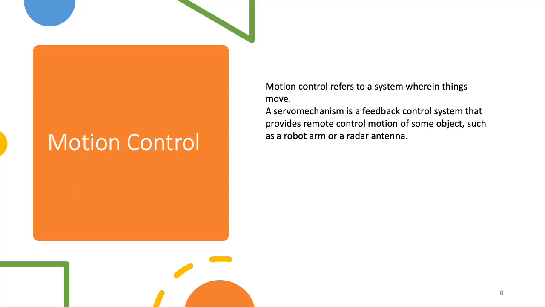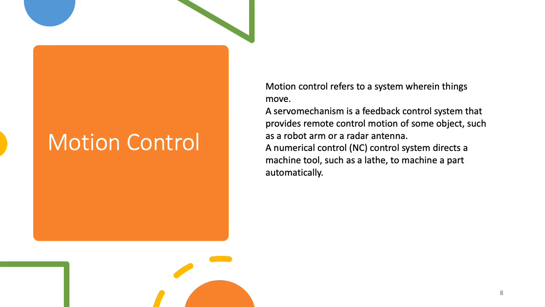A servo mechanism is a feedback control system that provides remote control motion of some object, such as a robot arm or a radar antenna. A numerical control, NC, control system directs a machine tool such as a lathe to machine a part automatically.